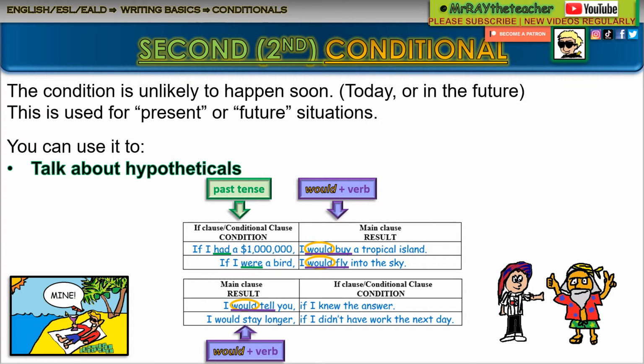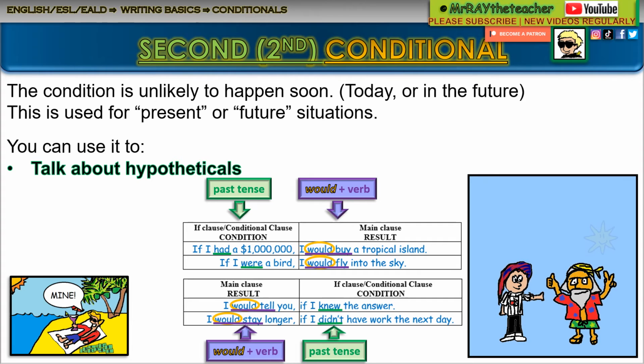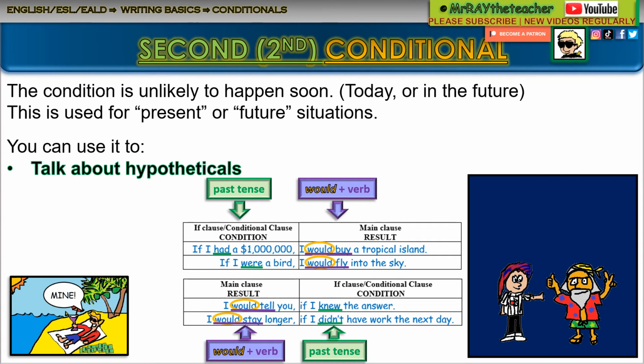So there's would plus the verb tell, would plus the verb stay, and in the past tense. So knew and didn't. And if you're just listening to this, knew means the past tense of know, not new as in the opposite of old. Again, repeating, this knew is the past tense of the verb know. So there you go. It's daytime and he's going home.